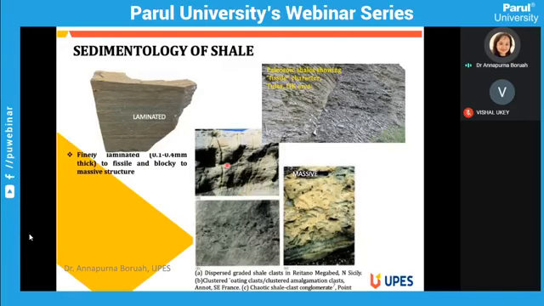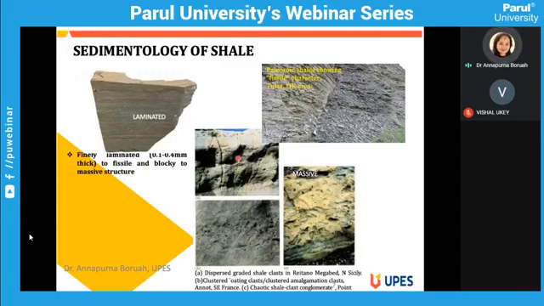So shale sedimentology plays a very important role in exploration and exploitation, because hydrofracturing and horizontal drilling are the key factors for successful shale gas exploration. For hydrofracturing, we require brittle shales which are easily breakable. But you have to understand what type of shale it is before going to produce hydrocarbon from it.